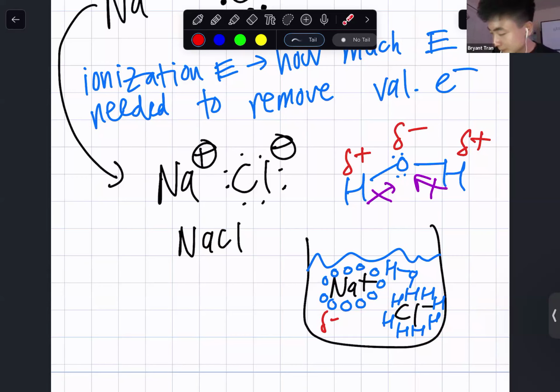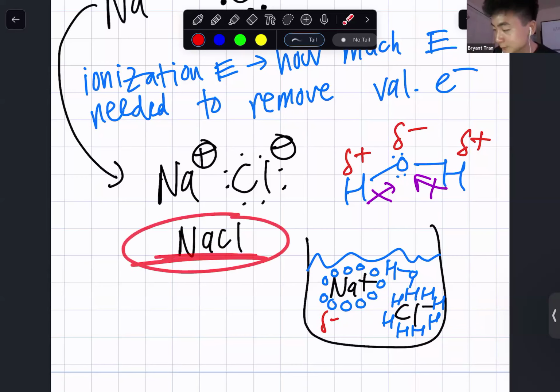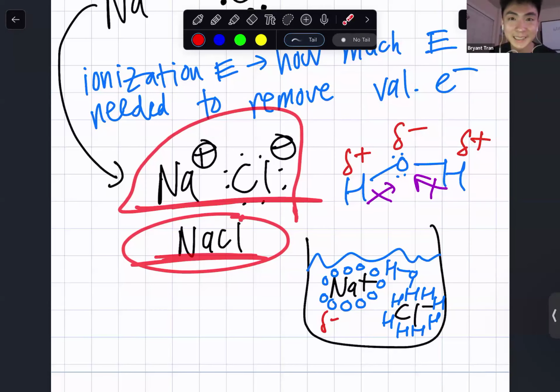Right? In, let's say, air, there's no water around, so these two structures here will be salt. It's solid. It's solid like that.